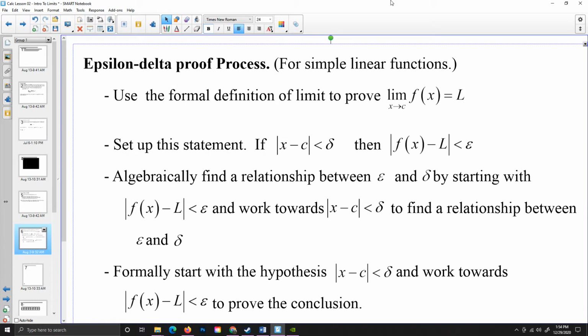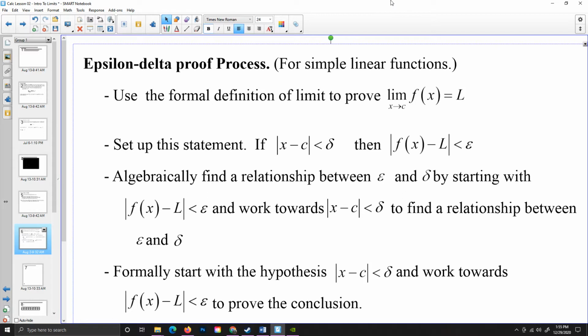To prove a limit using the formal definition, you follow an epsilon delta proof process. We are going to only use this for simple linear functions, as we won't be using the delta epsilon process anywhere else. But if you take a higher level calculus class, you will see this again, and it's good for us to at least introduce it.